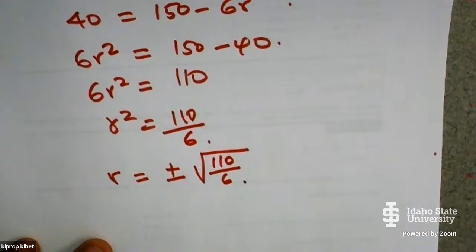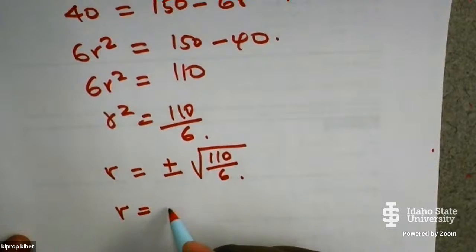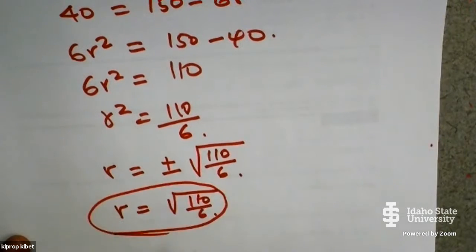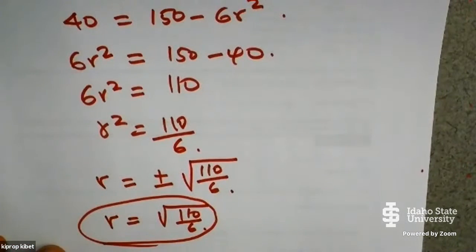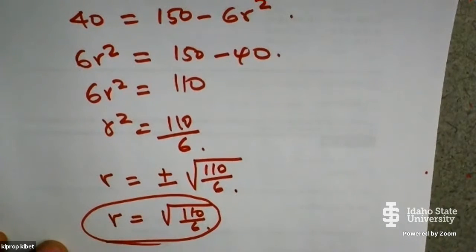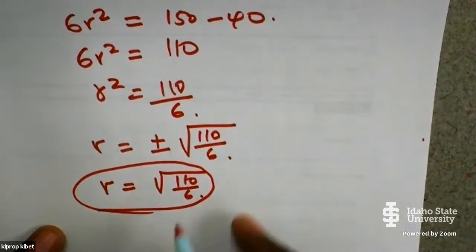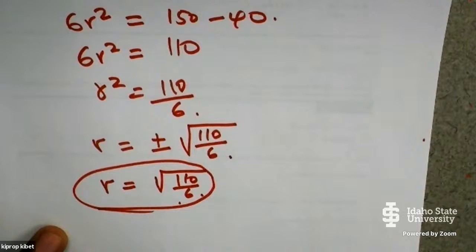So we take the positive one, right? So our r equals the square root of 110 over 6. So the question was, what was the speed of the current? The speed of the current is the square root of 110 over 6. That's okay? Mm-hmm. Yep.